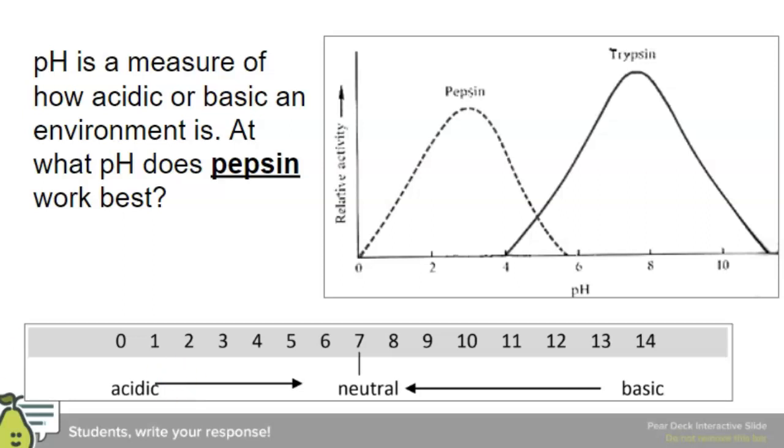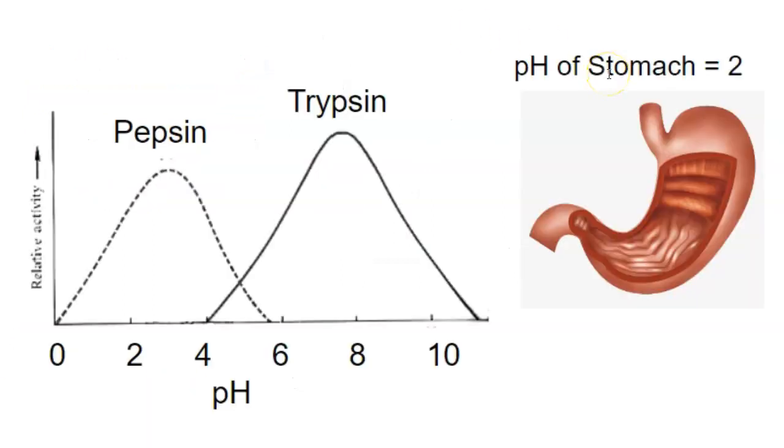Well, if we take a look, the stomach has a pH of 2, which is really acidic, and we know that the stomach has acids in it. So is it a coincidence that pepsin works really well in an acidic environment and it's found in the stomach, which is acidic? It's not a coincidence. These enzymes probably evolved to exist in these locations where they work the best. So pepsin requires an acidic environment, therefore it's in the stomach, which is acidic.